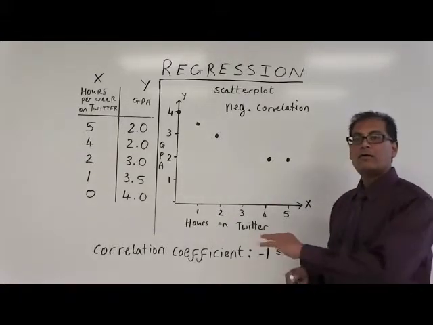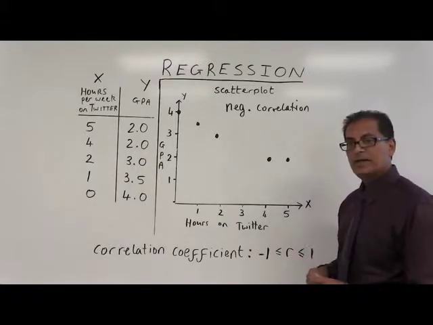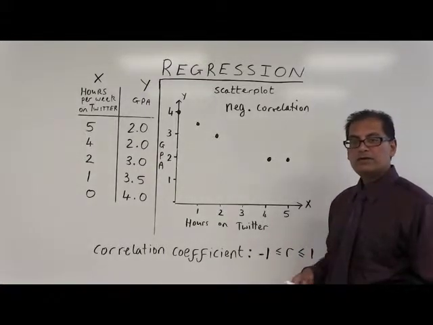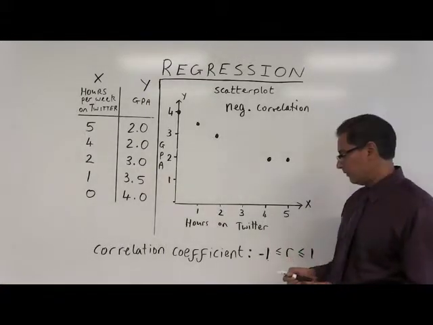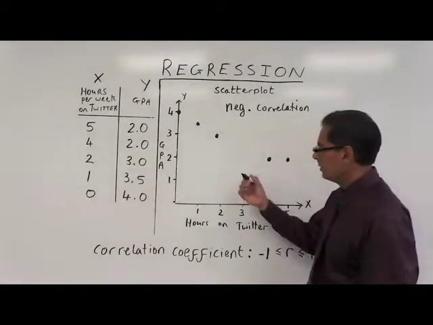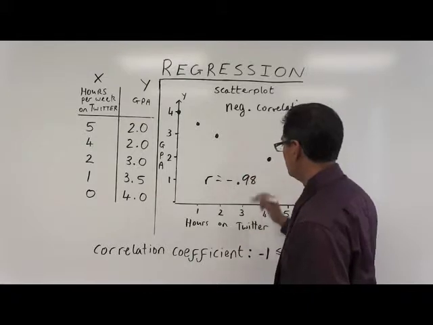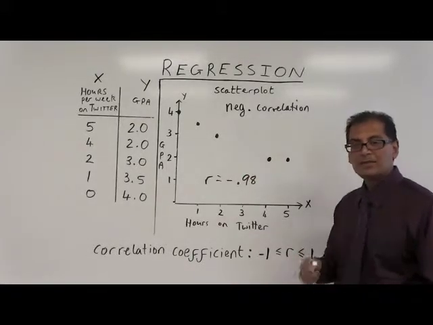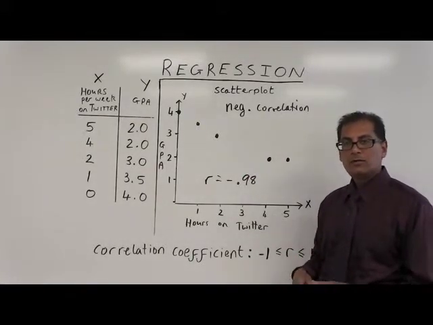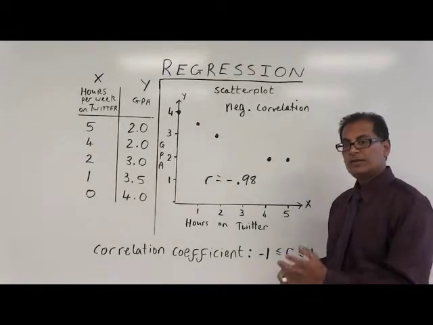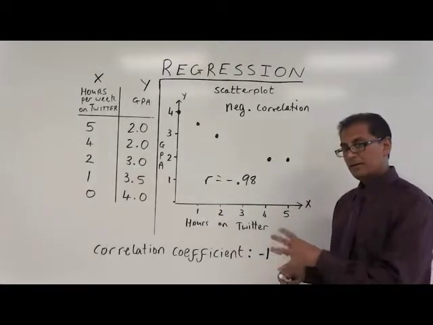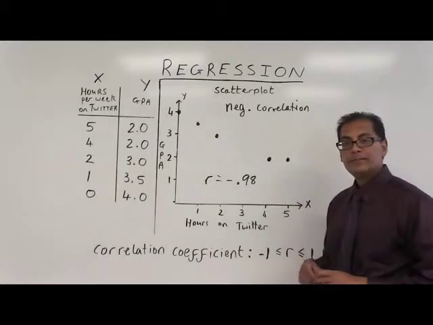So that would be positive correlation. But in this case, it's negative correlation. Software can show us that this correlation coefficient R for this particular relationship is -0.98. Now when I say software, I mean like Excel and the graphing calculator will show us that. But we will see at the end of the video there's a calculation to get this number.